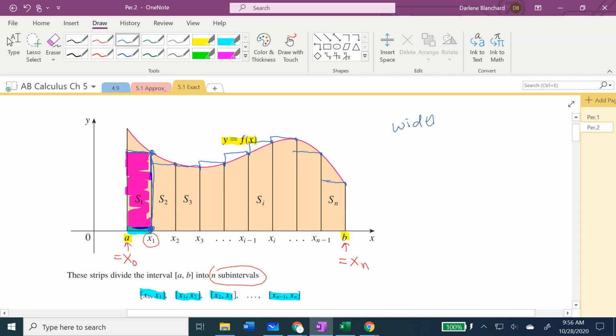Width. The width of each of these subintervals. Now, I could make these subintervals unequal. It will make the algebra much more complicated. I don't have to make them unequal. I'm going to make my life easier if I decide to make these subintervals exactly the same width. So if I make them exactly the same width, I can come up with a formula for the width that every single one of them has.